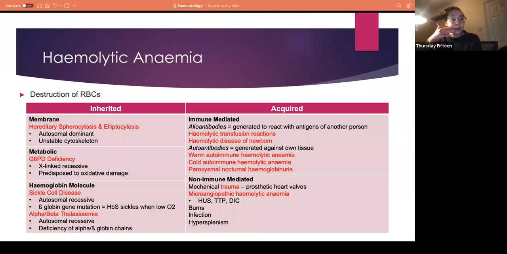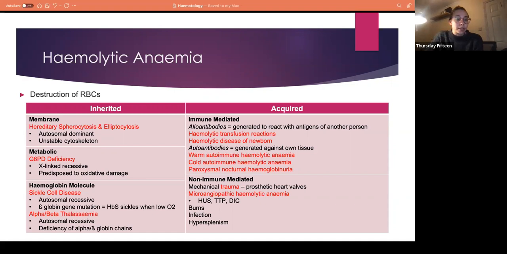Inherited causes will generally affect the membrane of your red cells or your metabolic machinery or your hemoglobin itself. So hereditary spherocytosis and elliptocytosis affect the cytoskeleton of your red cells, so they don't really let it pass through capillary beds, so they deform. They're autosomal dominant in their inheritance, and they lead to you being anemic. G6PD deficiency, we'll talk about that a bit later on, but that predisposes your red cells to oxidative damage.